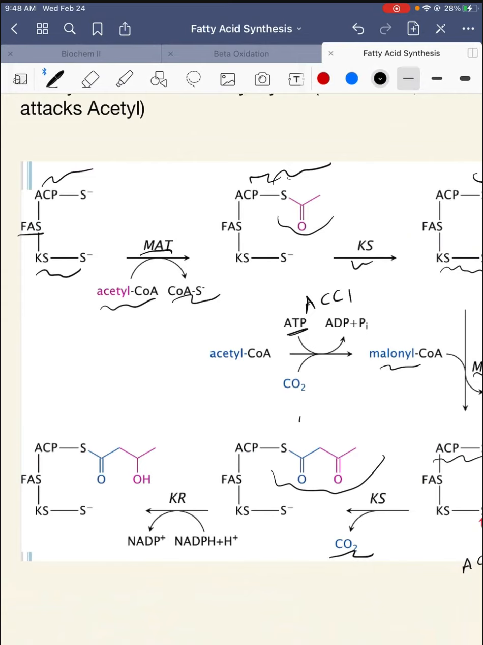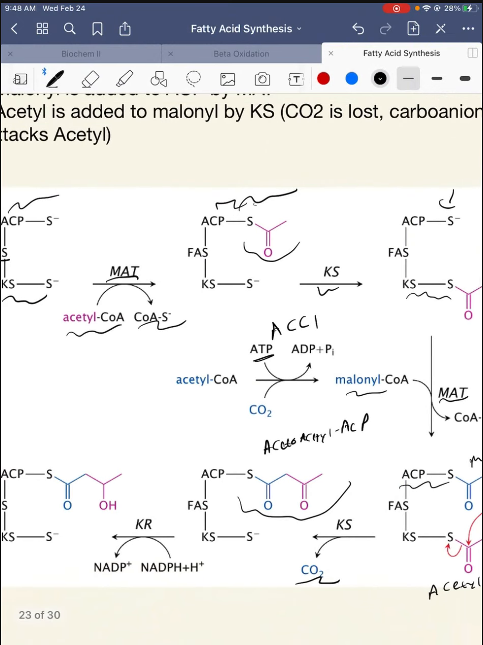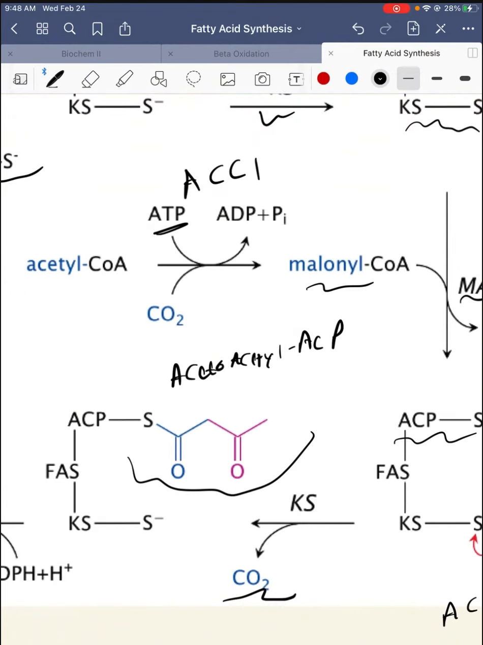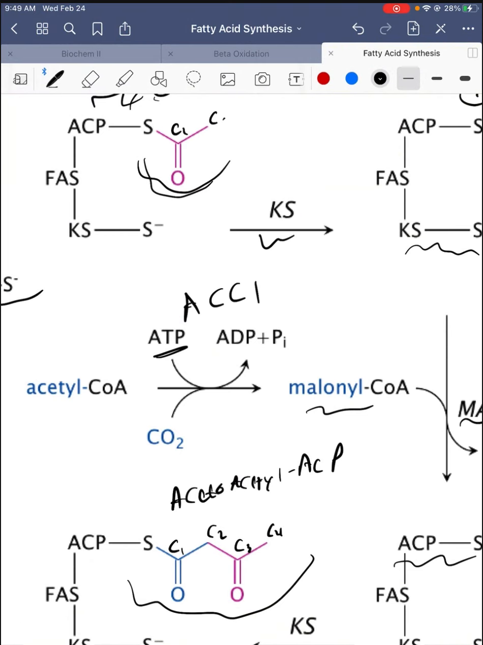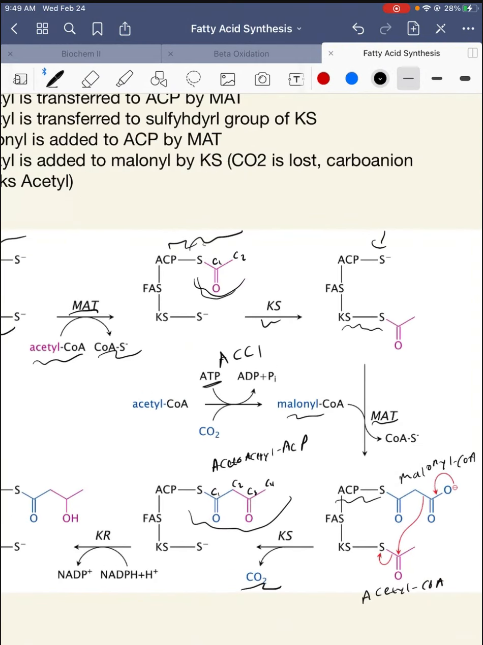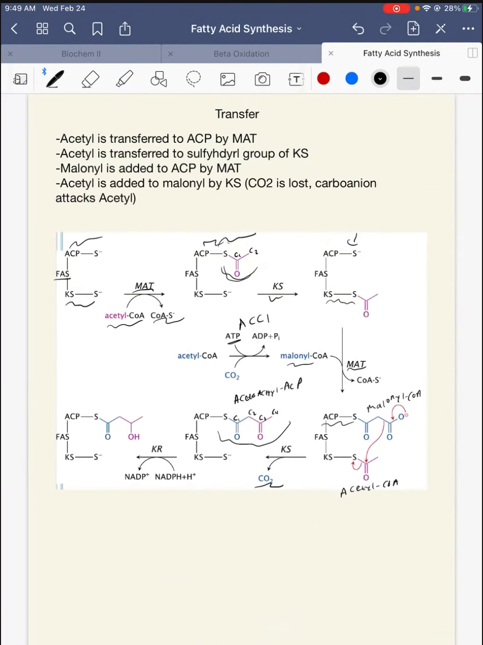This is acetoacetyl-ACP. So what did we accomplish here? We had an acetyl-CoA molecule, a 2-carbon molecule, and then we attached another 2 carbons. So we have 1, 2, 3, 4. So we had a 2-carbon acetyl-CoA, and then we used the malonyl-CoA as a 2-carbon donor to make a 4-carbon molecule. That's kind of how this fatty acid synthesis runs. The transfer stage transfers the 2 carbons, and then we'll have the elongation where it repeats that process forward.